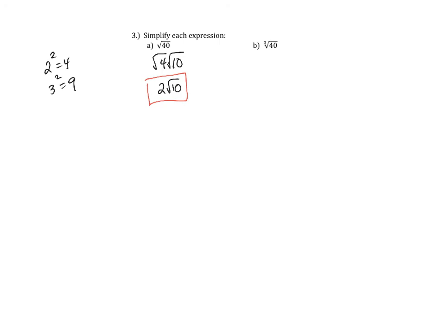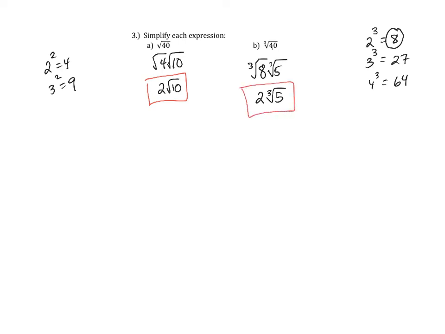Now on this next one, I've got a cube root. So I'm thinking of my perfect cubes. Let's see, 3 cubed is 27, which doesn't divide evenly into 40. 4 cubed is too big. That's 64. Okay, so I'm looking for the biggest perfect cube that will divide evenly into 40. And in this case, it's 8. So I'm going to rewrite 40 as 8 times 5. Okay, then I can take the cube root of those separately. The cube root of 8 is 2. The cube root of 5 can't be simplified anymore. So that one now is done.